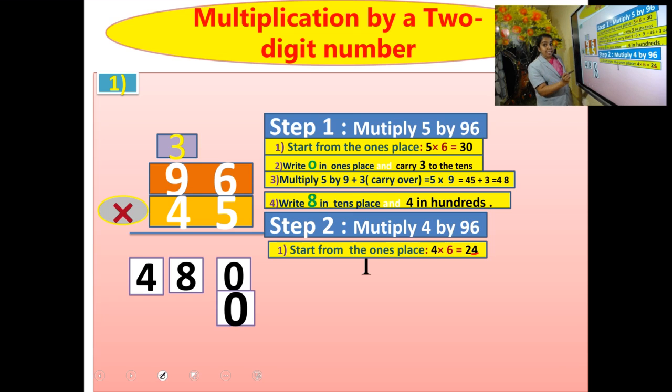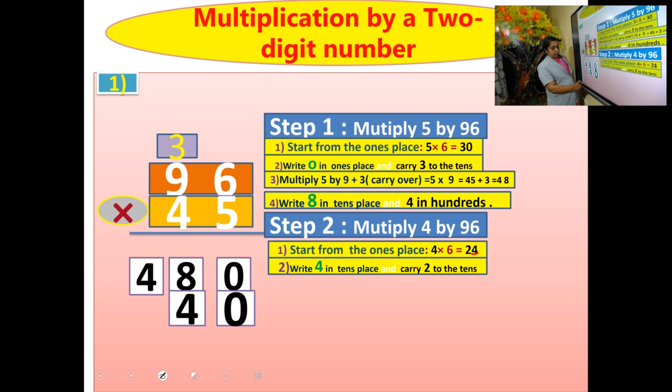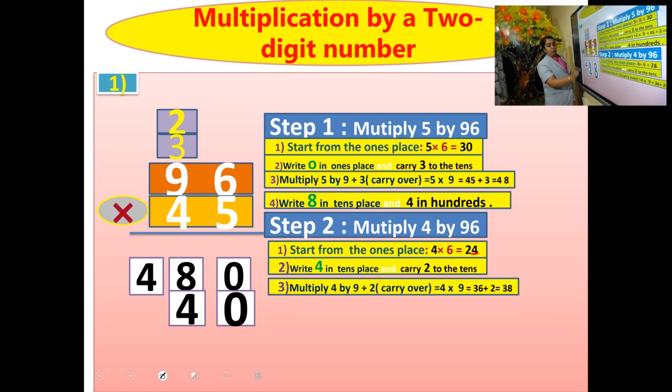Here you have to write the answer from the tens place. Before that, you have to write 0 in the ones place. Then 4 sixes are 24. So 4 in the tens place and 2 as our carryover to the tens place. Then what is the next step? 4 nines are 36. Here the carryover is 2. 36 plus 2. Yes.